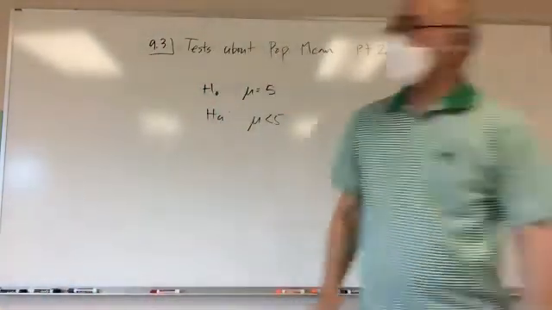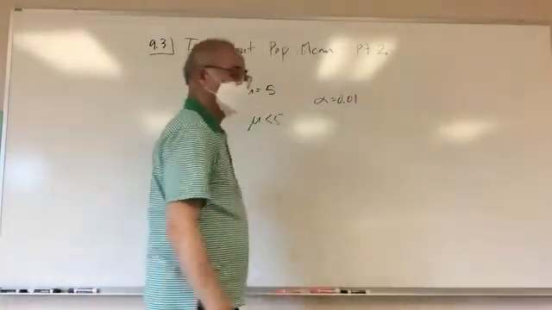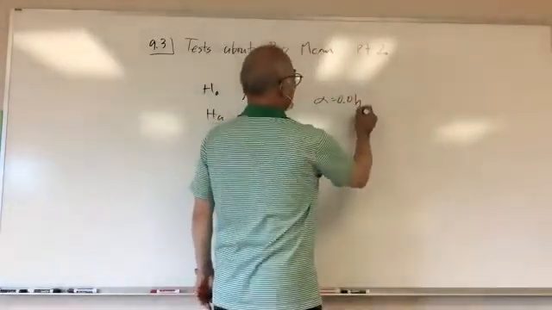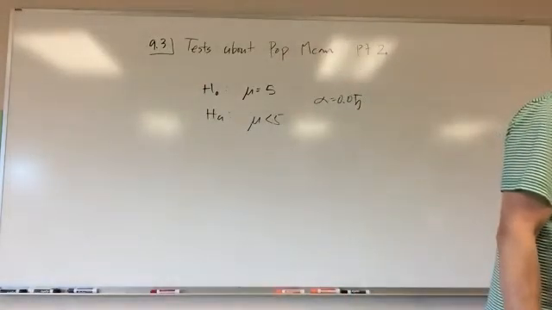Okay, and the alpha was what? 0.01. Was it 0.05? Easily fixable. Okay, yes, 0.05.